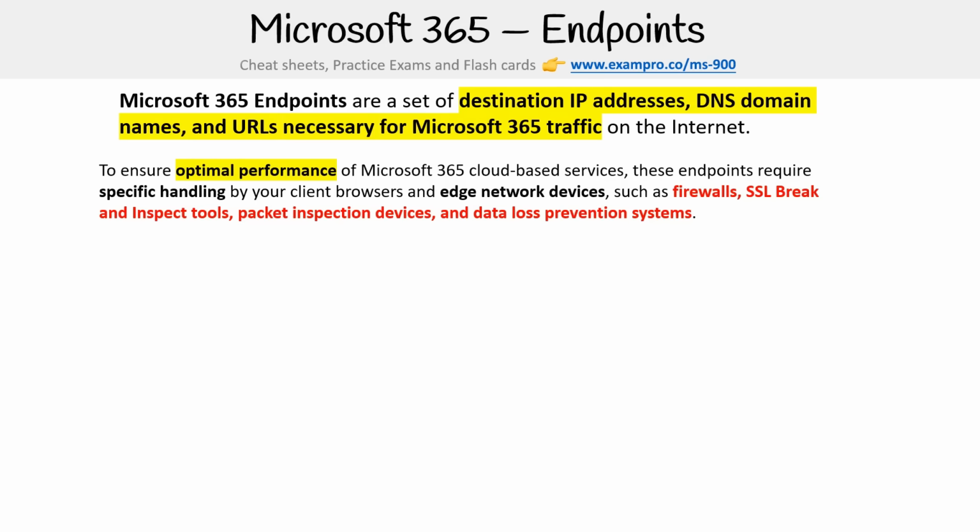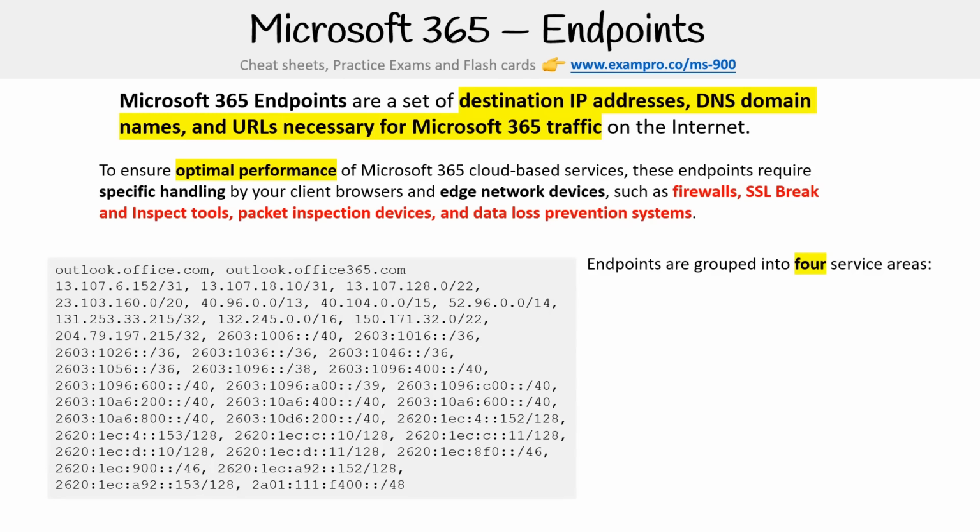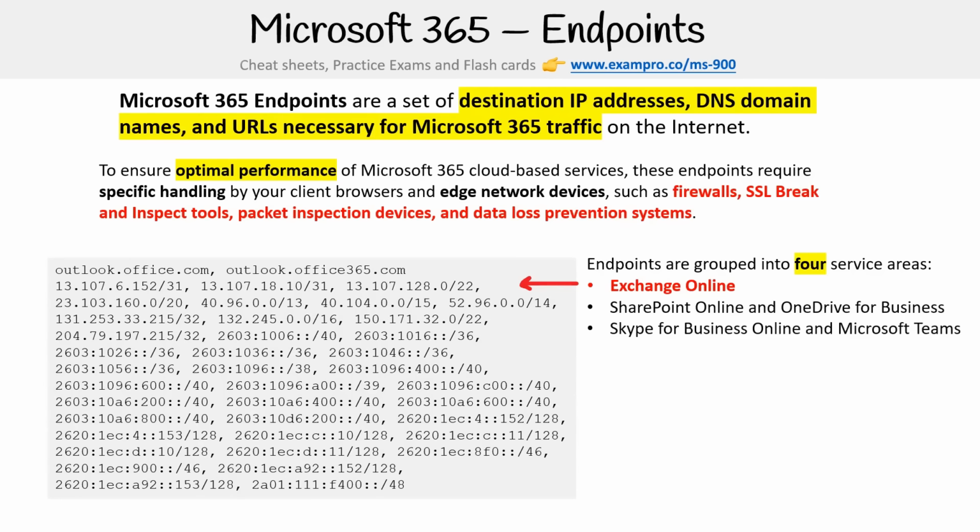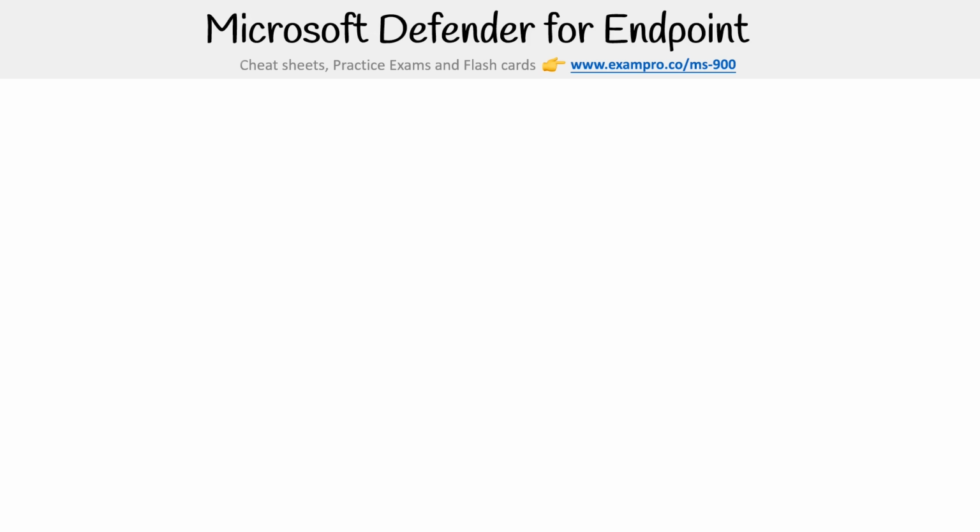prevention systems. Endpoints are grouped into 4 main service areas: Exchange Online, SharePoint Online and OneDrive for Business, Skype for Business Online and Microsoft Teams, and Microsoft 365 Common and Office Online. Now that we understand the importance of Microsoft 365 endpoints in maintaining the performance and security of your cloud services, let's explore how Microsoft Defender for Endpoint protects these critical assets.